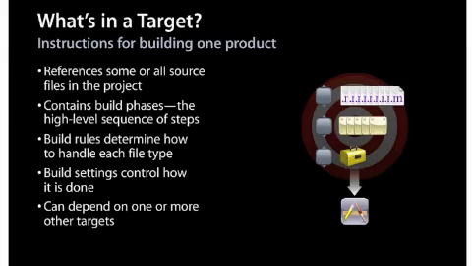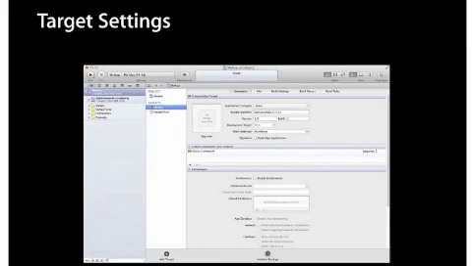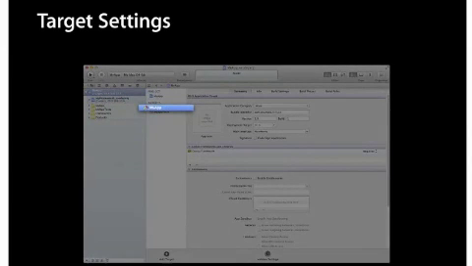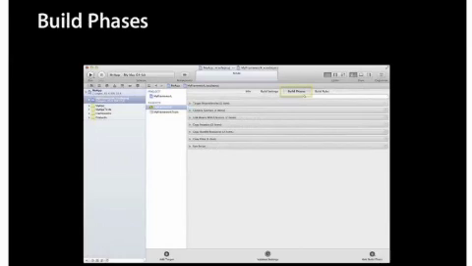Targets can also have explicit dependencies on one or more other targets. So if a target depends on another target, the target depended on will always be automatically built whenever the target that depends on it is built. You edit your target settings by going to the project, selecting the project in the project navigator on the left, and then instead selecting the target in the source list in the middle. In the target editor on the right, if we select the Build Phases tab, you will see all the build phases, the ordered sequence of steps that are taken to produce this target's product.